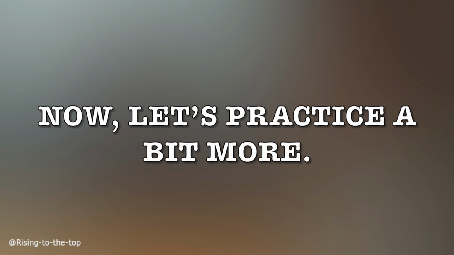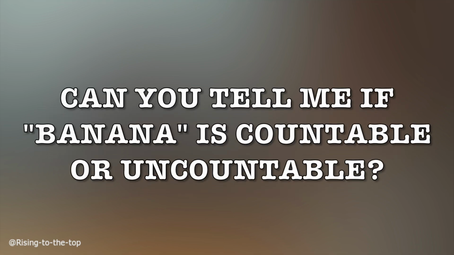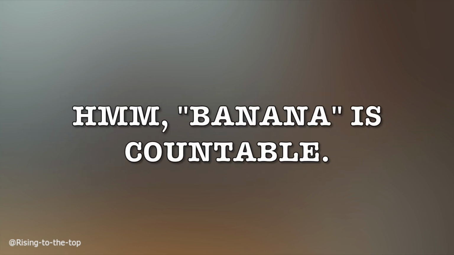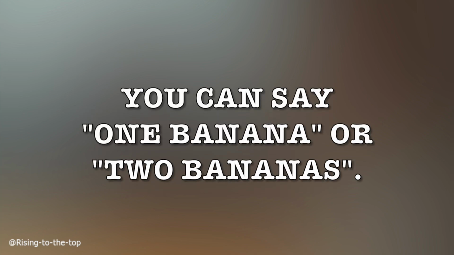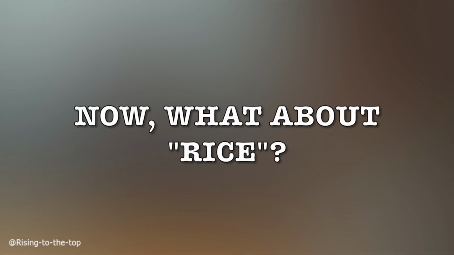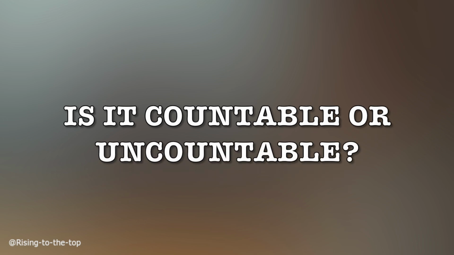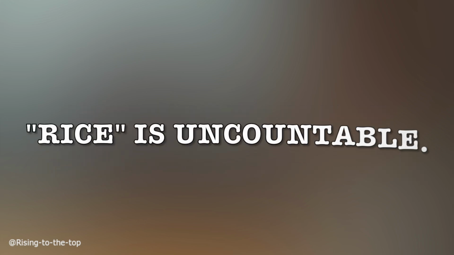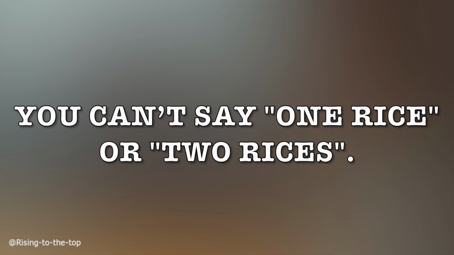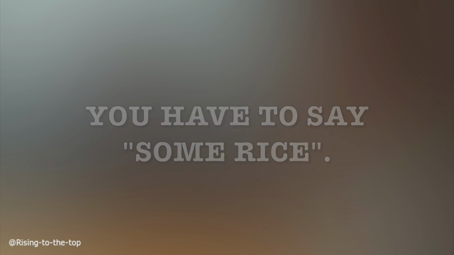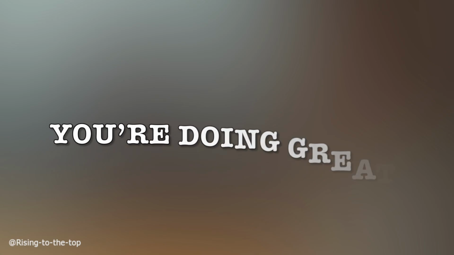Now, let's practice a bit more. Can you tell me if banana is countable or uncountable? Banana is countable. You can say 1 banana or 2 bananas. Exactly. Now, what about rice? Is it countable or uncountable? Rice is uncountable. You can't say 1 rice or 2 rices. You have to say some rice. That's right. You're doing great.